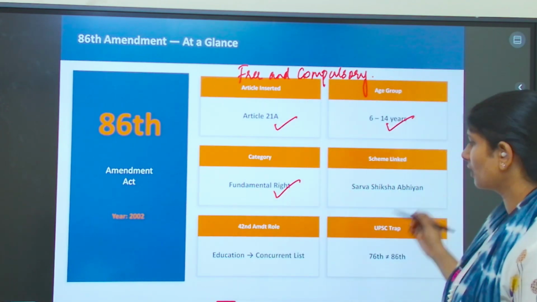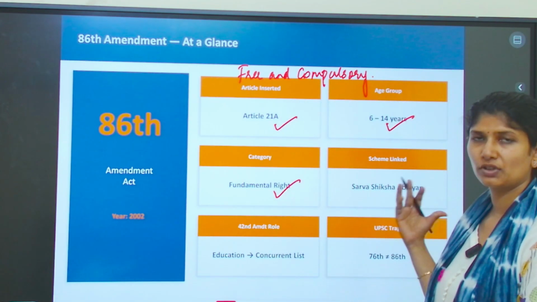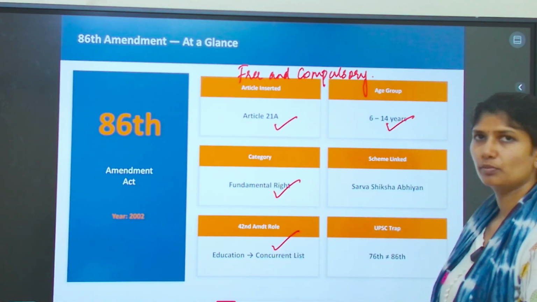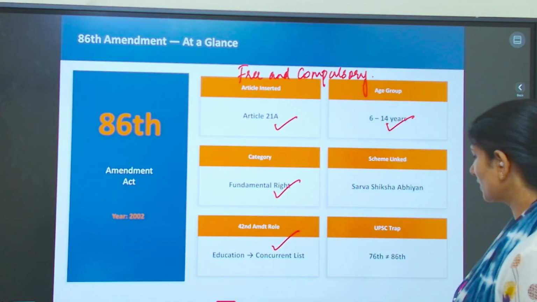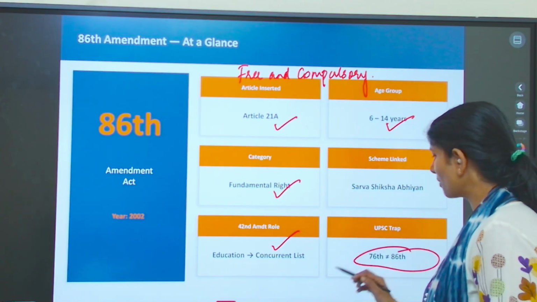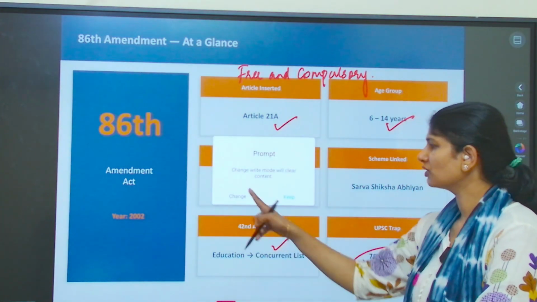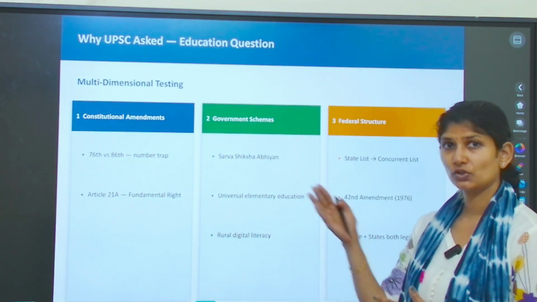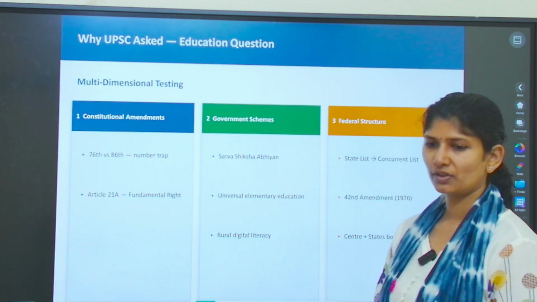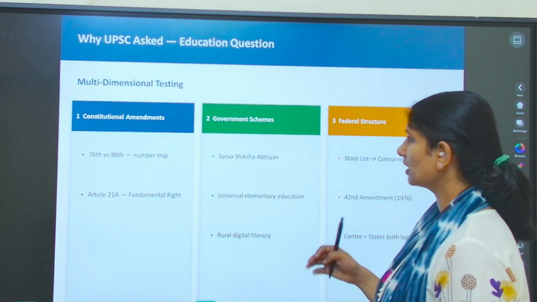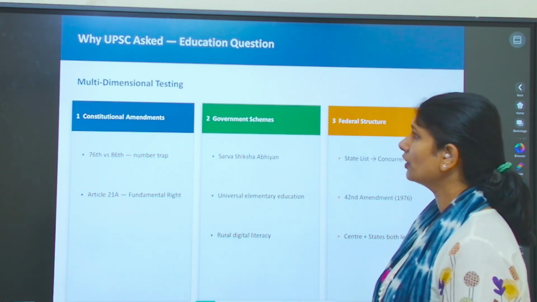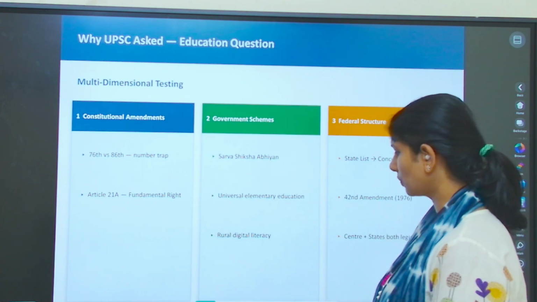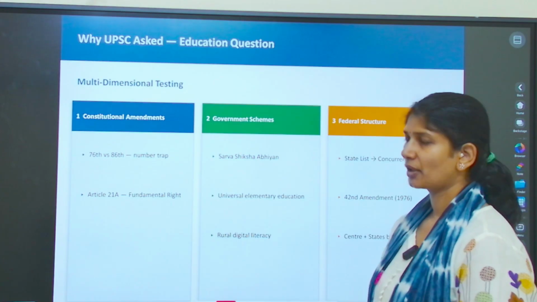Okay, the scheme, this concept of Sarva Shiksha Abhiyan also was brought in, and also the 42nd Amendment brought your education to the concurrent list. So here is the trap of the amendments, be careful next time if it comes in statement kind of questions. You just saw how 86 was changed to 76. If you see why exactly UPSC tries to ask questions this way, it is a multi-dimensional testing.